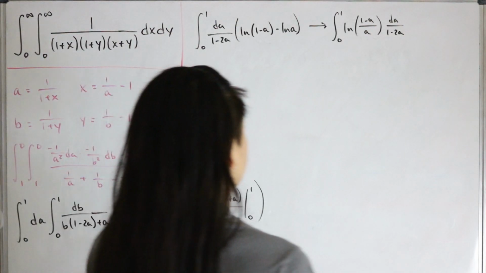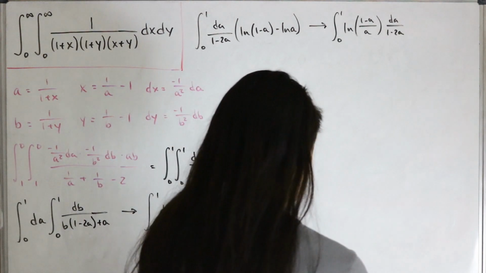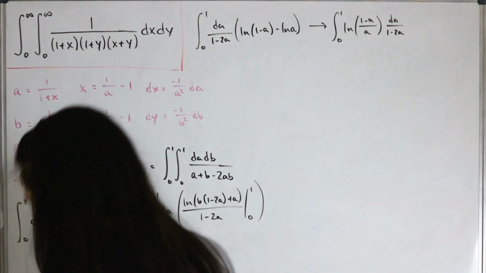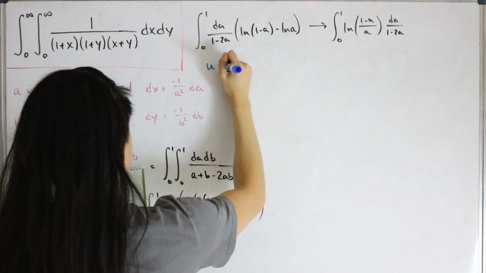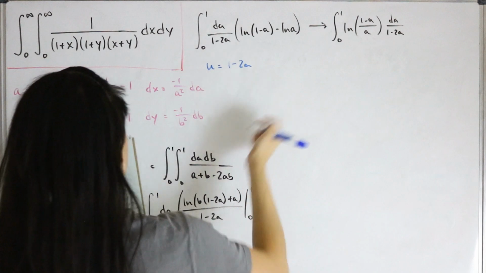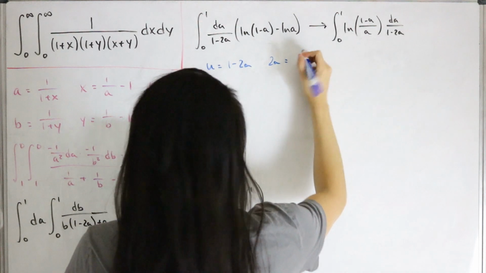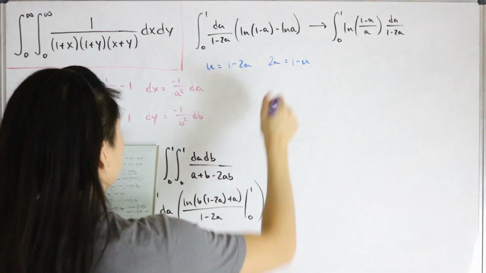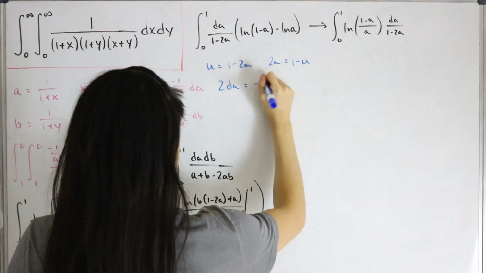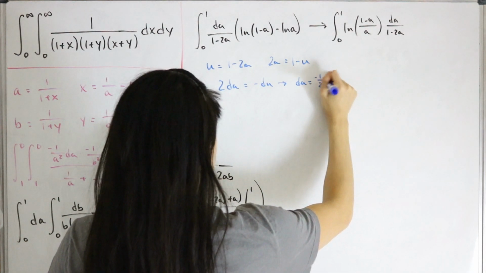This looks a little complicated now, but don't worry. U-sub is, yet again, our friend that will help make things a little simpler. So we'll let u equals 1 minus 2a, and I'm going to solve for a by itself. So I have 2a equals 1 minus u. Then we can just differentiate both sides, so I have 2 dA equals negative du. In other words, dA is equal to negative 1/2 du.